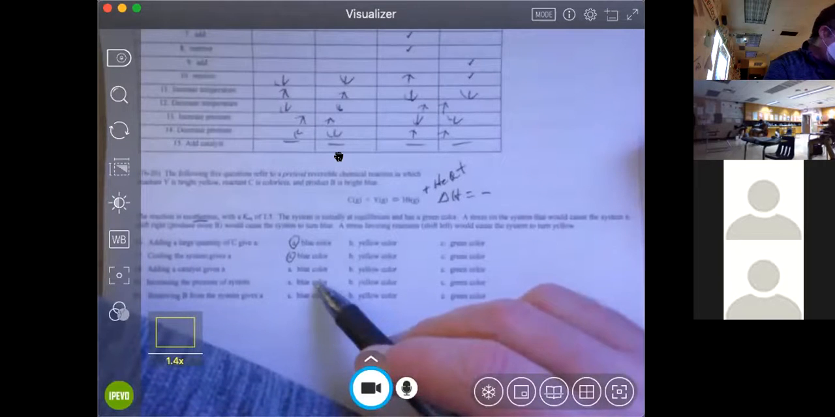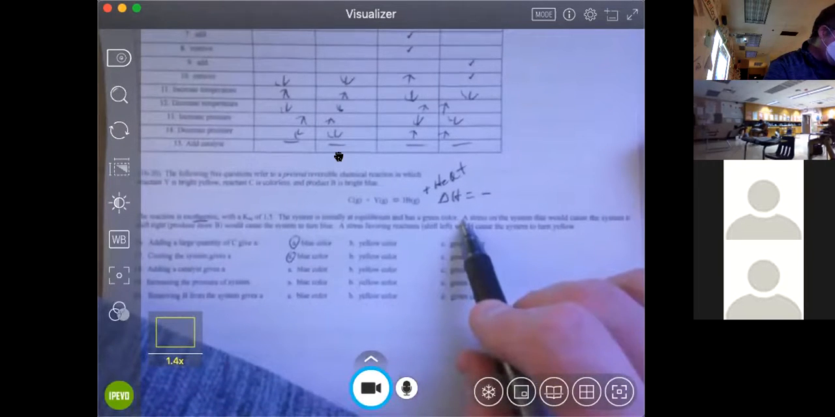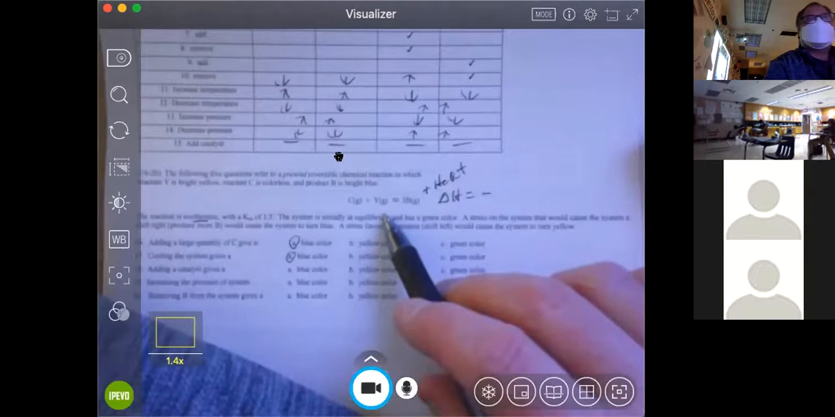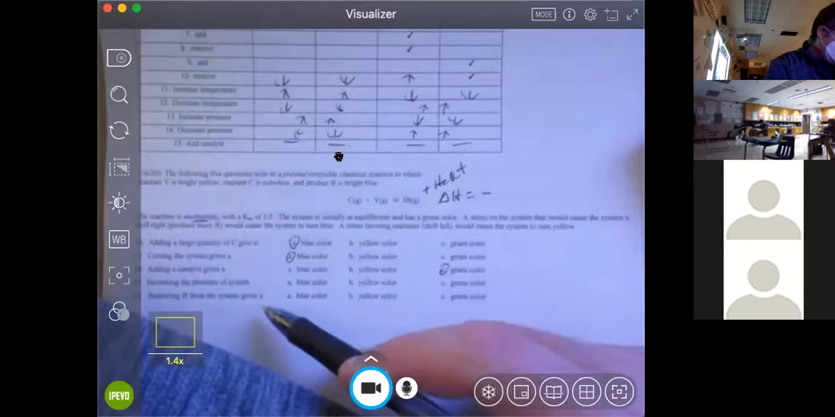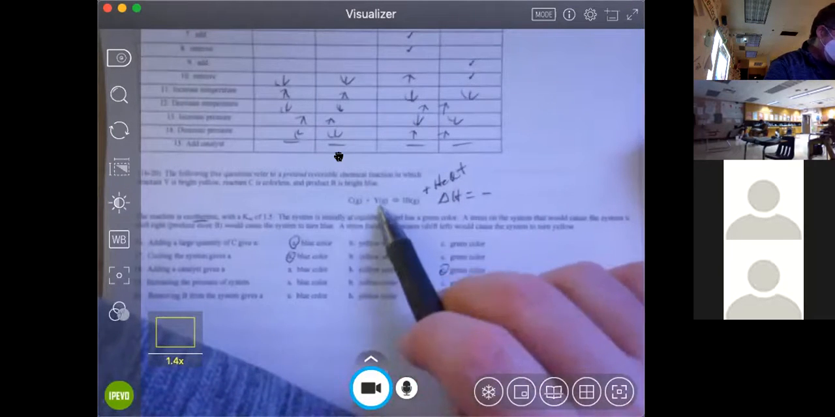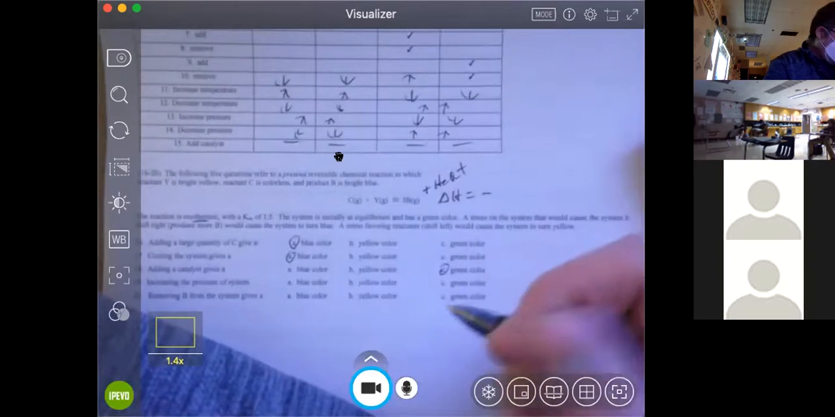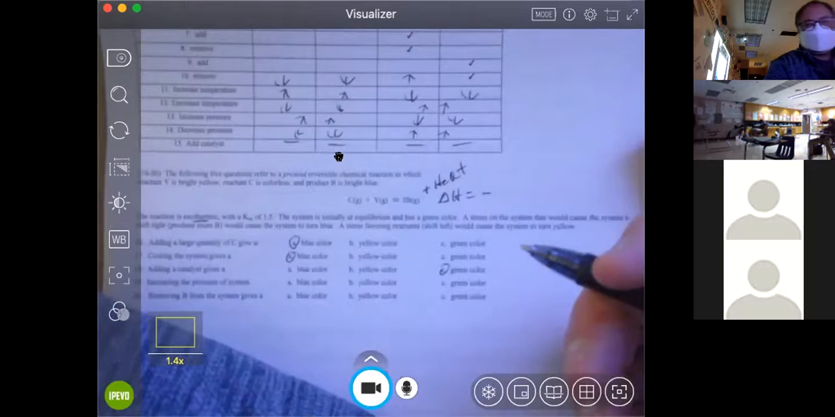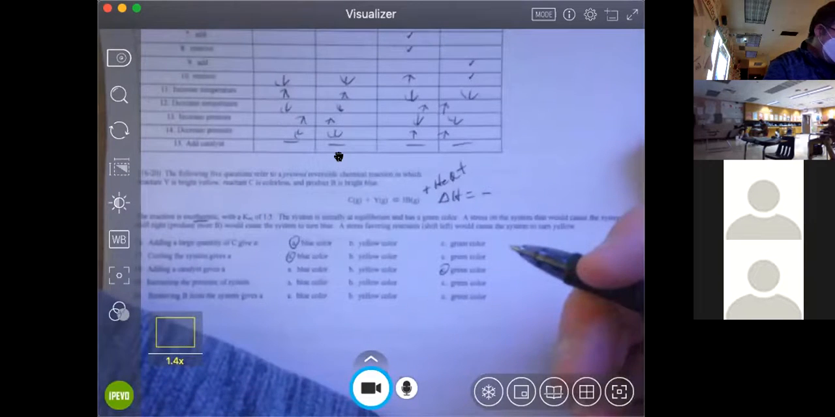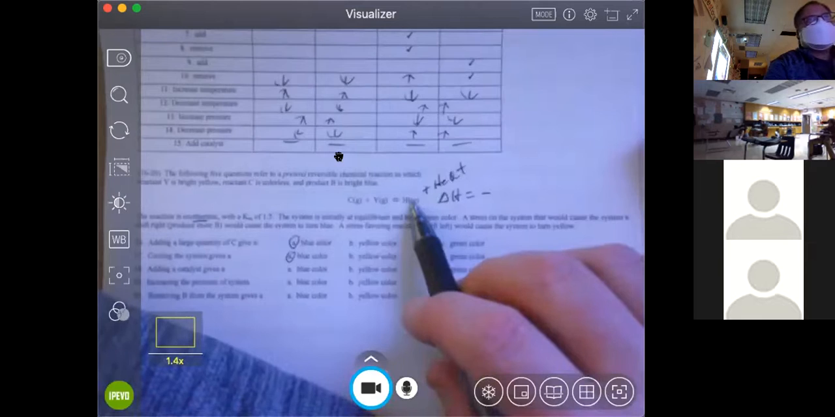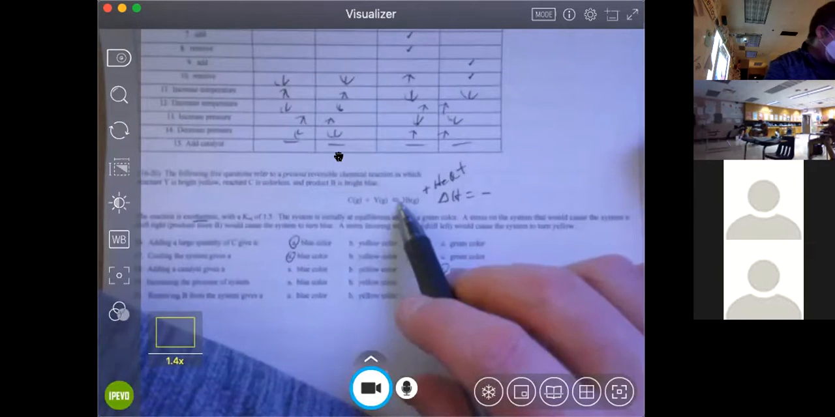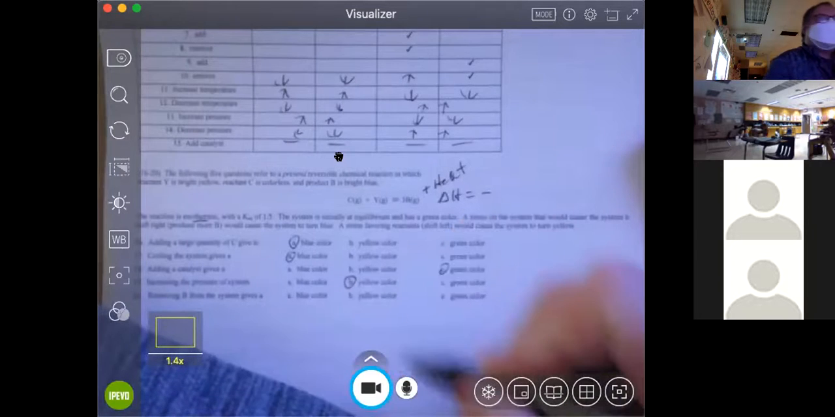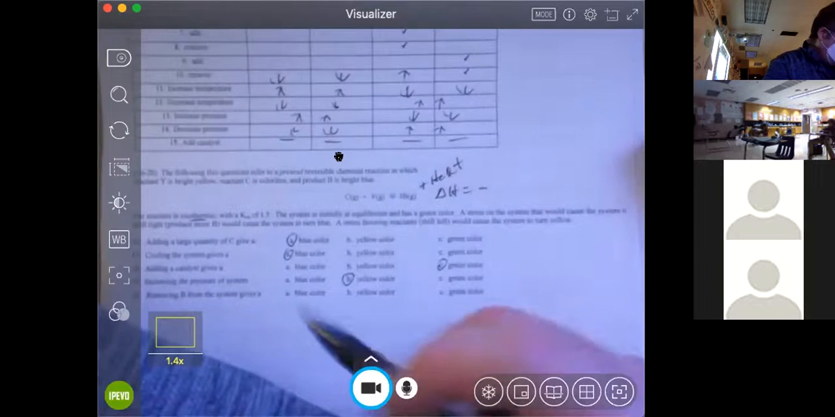Adding a catalyst, initially the system is green. So adding a catalyst, we are going to stay green. Not going to have an effect. Increasing the pressure. All of these are gases. If we increase the pressure of the system, it wants to alleviate that by having fewer moles. So here we have 3 moles of blue. Here we have 2 moles of colorless and yellow. 2 is fewer than 3. So we're going to start to see the yellow show through.